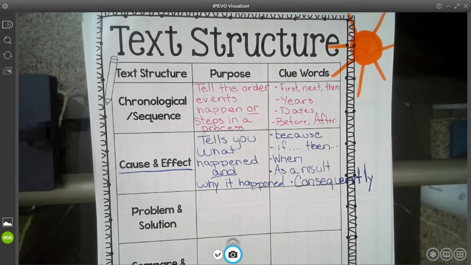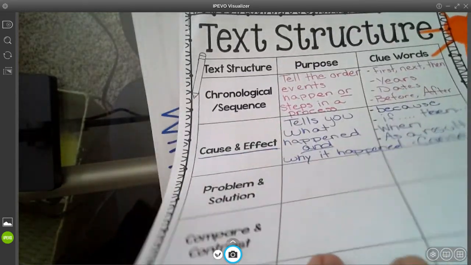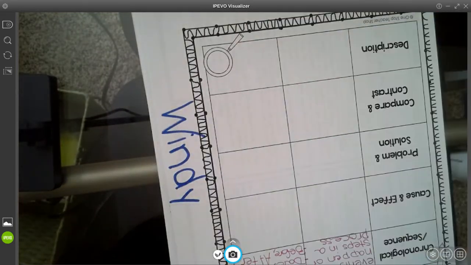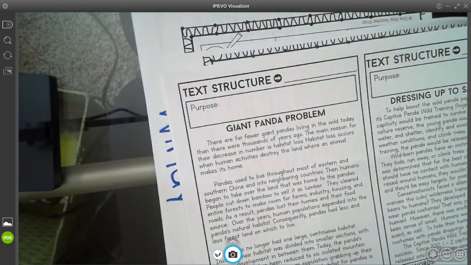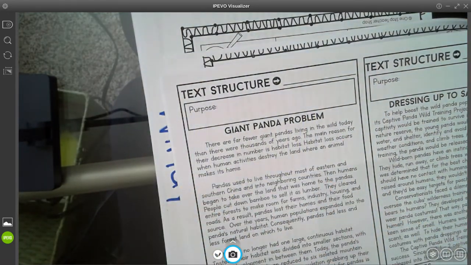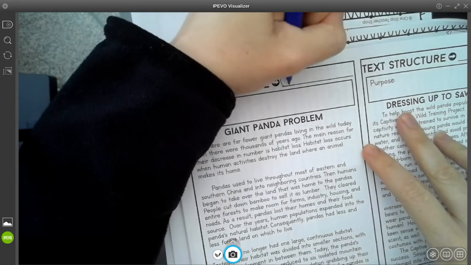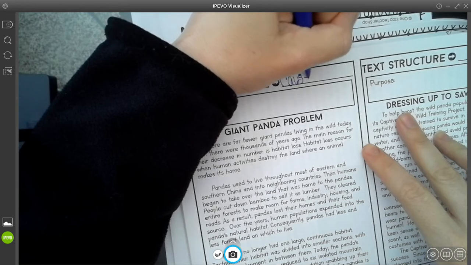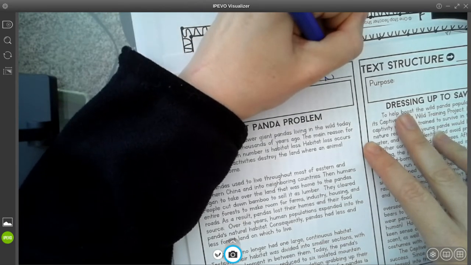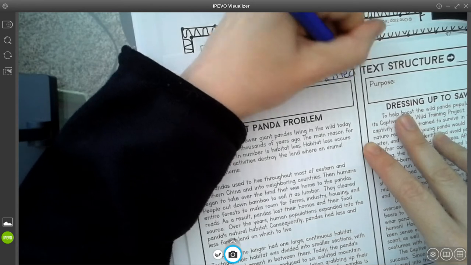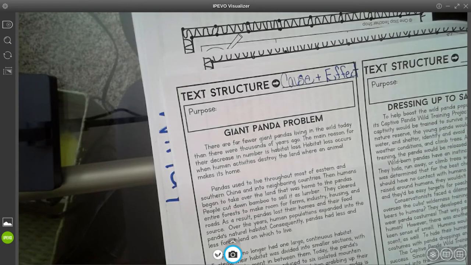And then we are going to turn our text to the page, Giant Panda Problem. Okay. And like I said, today you don't need to fill in the purpose because we already know what the purpose is. But I do want you to write down cause and effect. Right? And effect means the result of something. Okay?